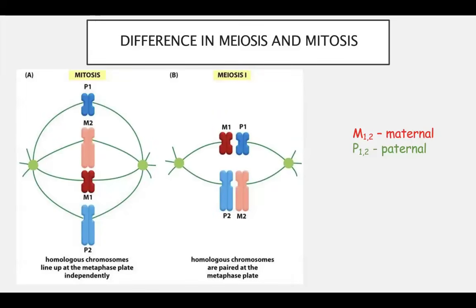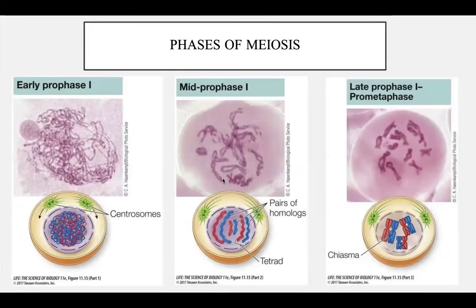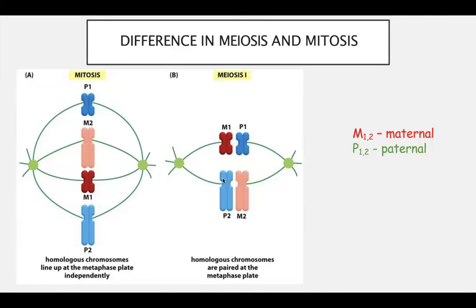So, unlike mitosis, in meiosis 1, your homologous pair of chromosomes are paired together at the metaphase plate, whereas in mitosis, they line up independently in a straight line at the metaphase plate. Another difference is obviously there are two divisions in meiosis compared to one in mitosis. And there's also something known as crossing over, which we'll go over a bit later.